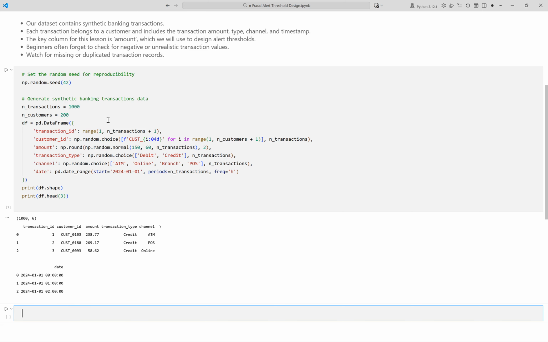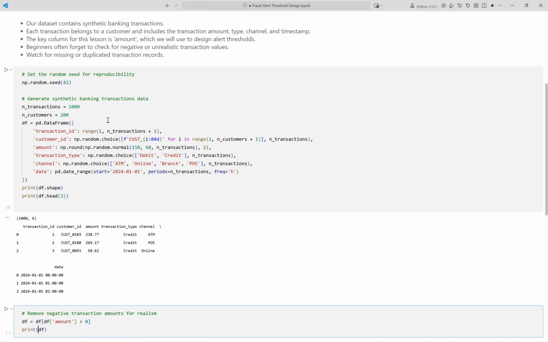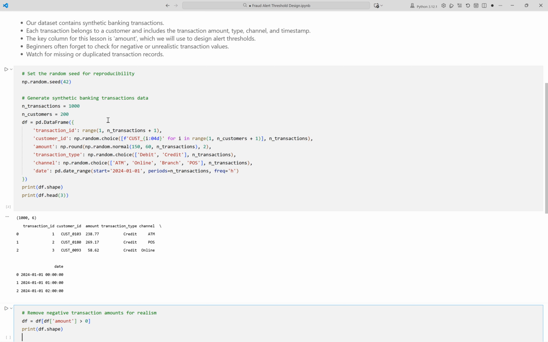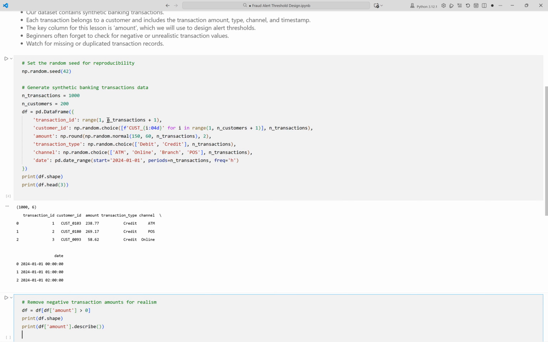Some generated values might be negative, which is not realistic. We remove any transaction with a negative amount. We print the new shape of the data after filtering out invalid transactions. We show summary statistics for the amount column to understand the typical range.